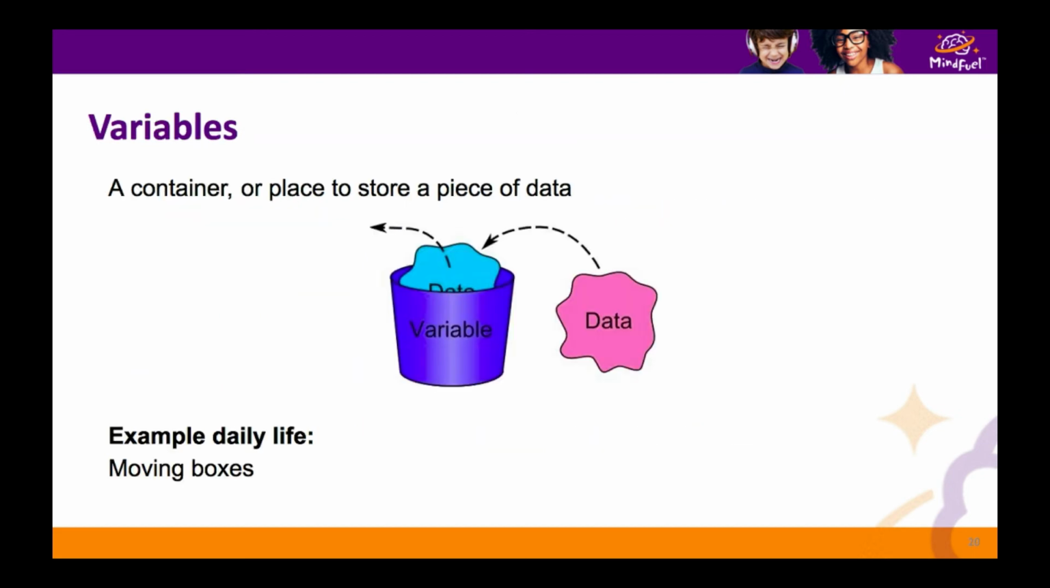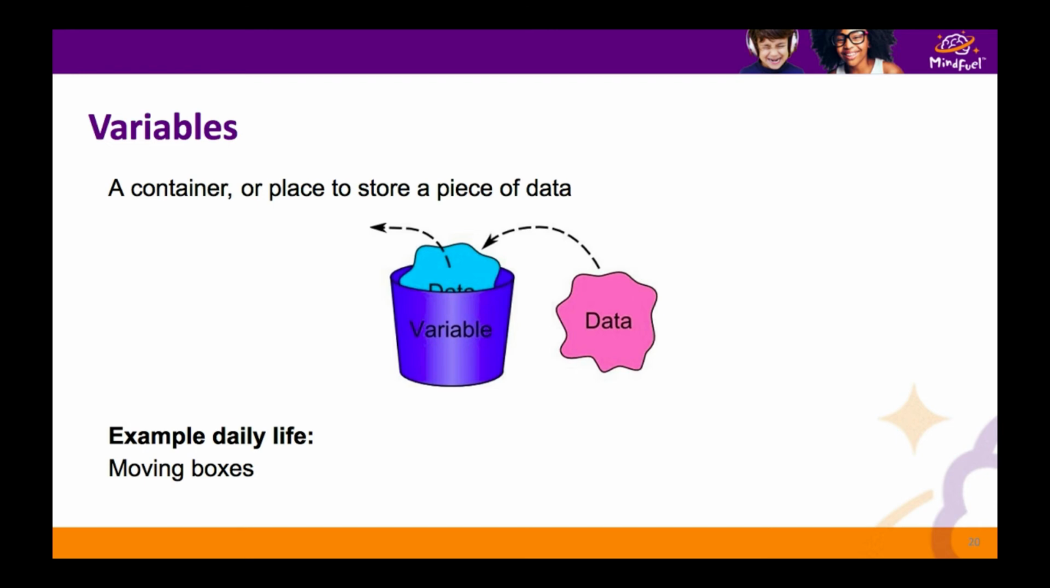Our next concept is variables. A variable is a container that can hold a piece of data. A helpful analogy for this is thinking of a moving box. You can put certain objects in the box, and you label the box with the type of materials that go inside.